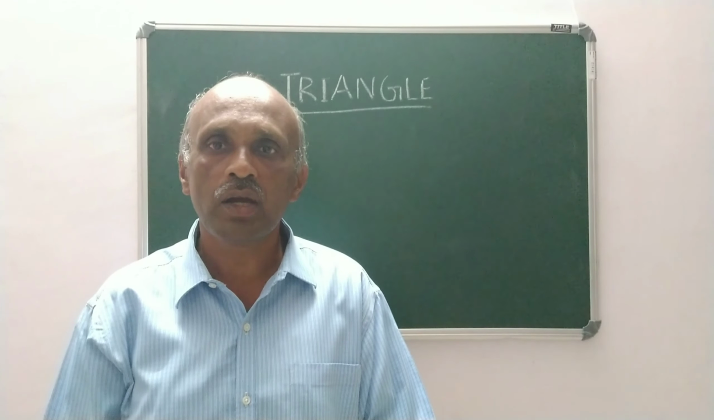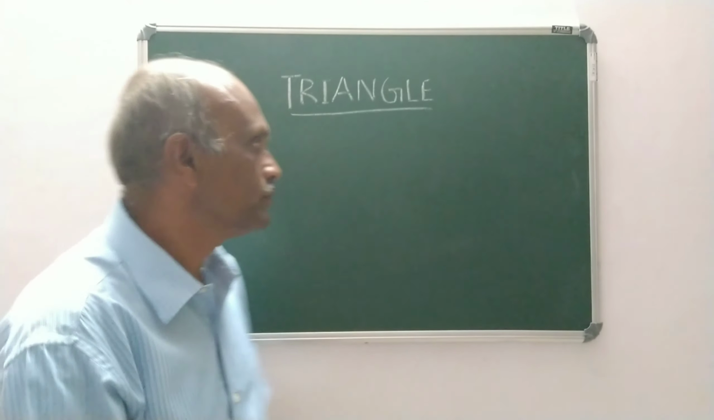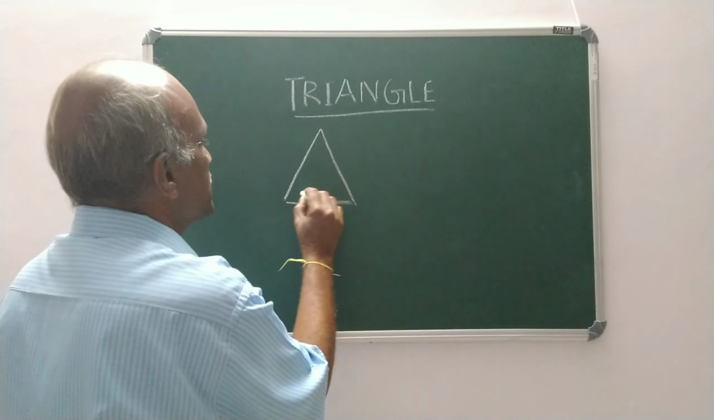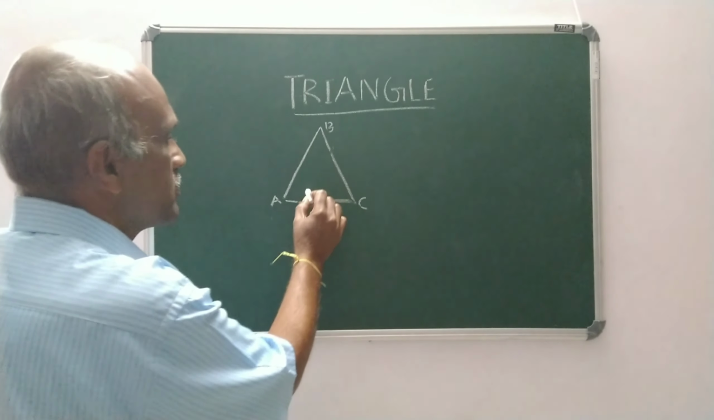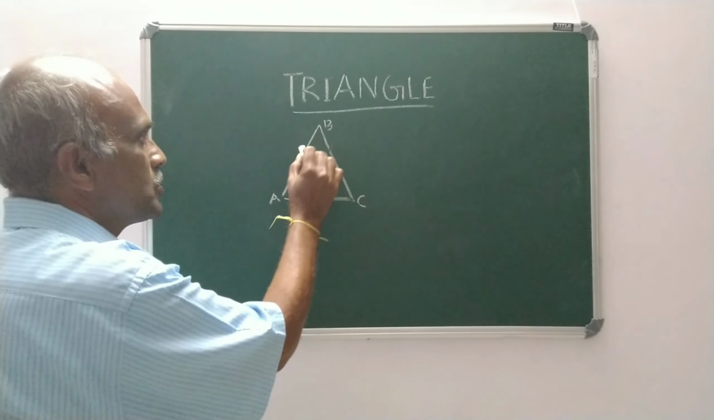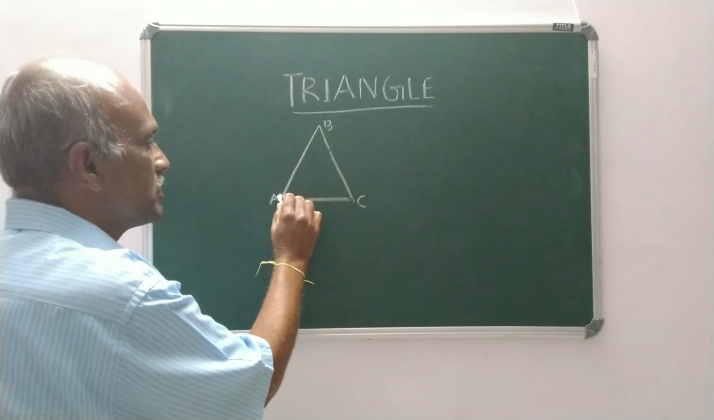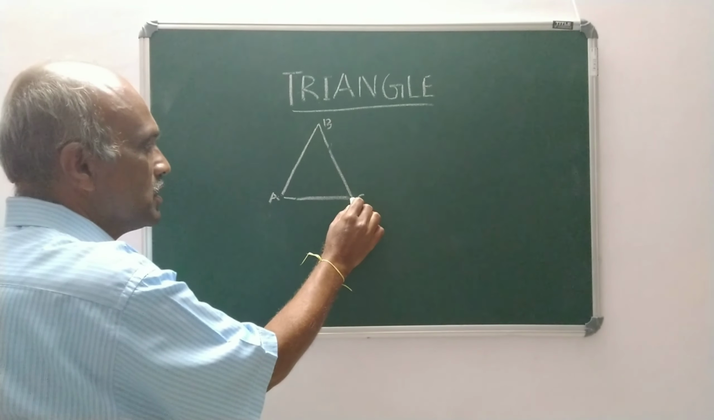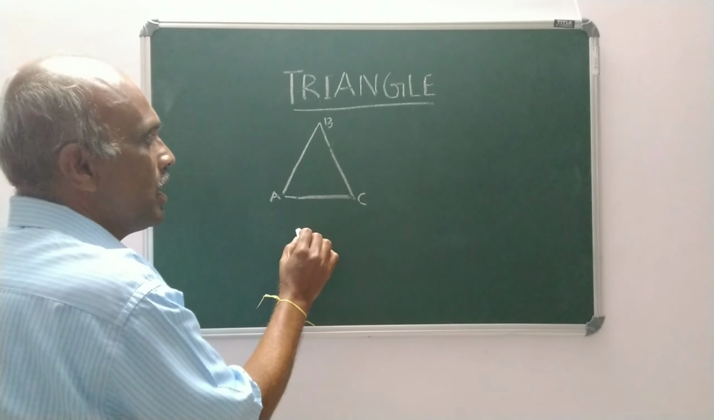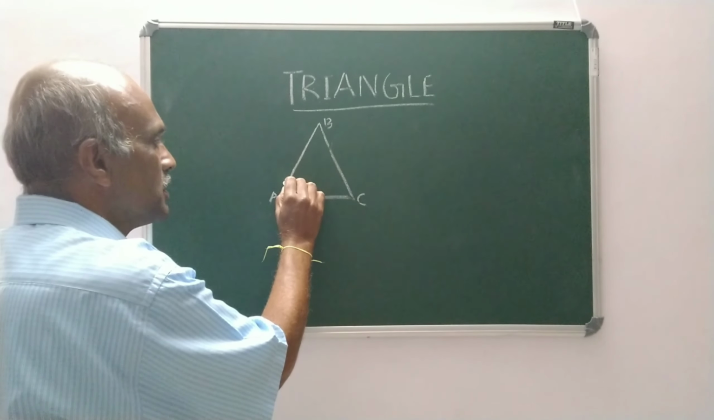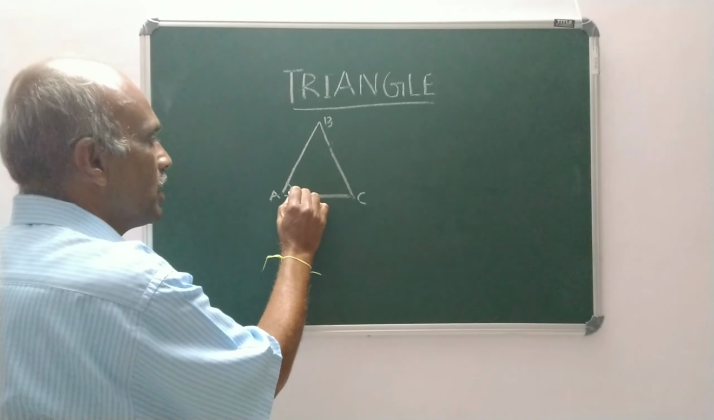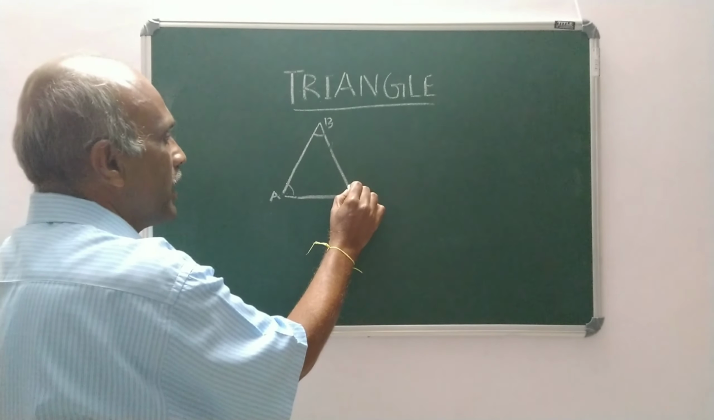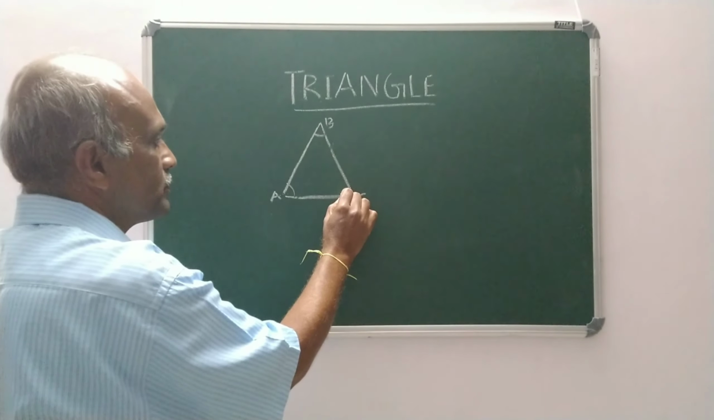Now, I'm going to write down the triangle. So, this is a triangle having three sides. As you can see from this figure, it is a geometrical figure that consists of three sides. One is AB, another is BC, another is CA. At the same time, it will have three angles. One angle at A, another angle at B, another angle at C.